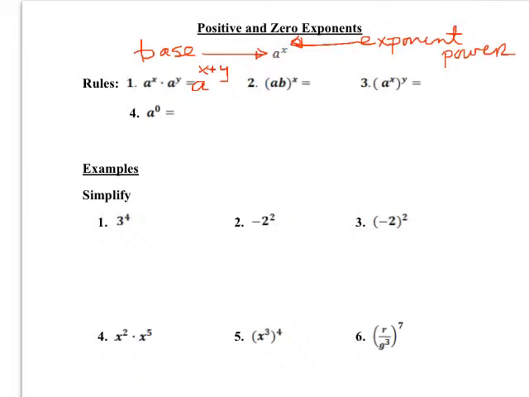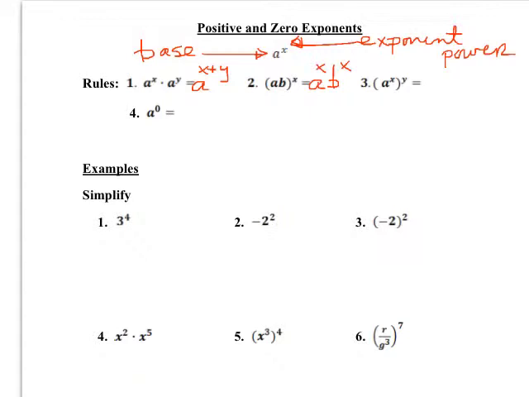Next rule says, if I have 2 variables or numbers being multiplied together, and I have an exponent on the outside, what I do is I distribute it. So ab in parentheses to the x would become a to the x, b to the x. Something to remember is that this has to be multiplication in here. It can't be add, can't be subtract.